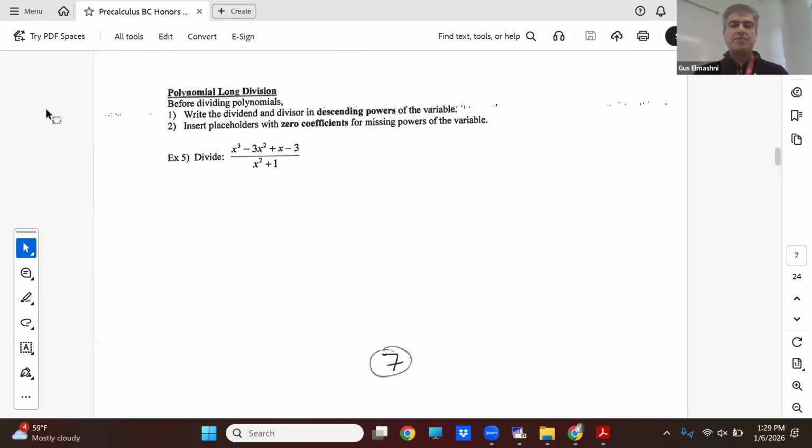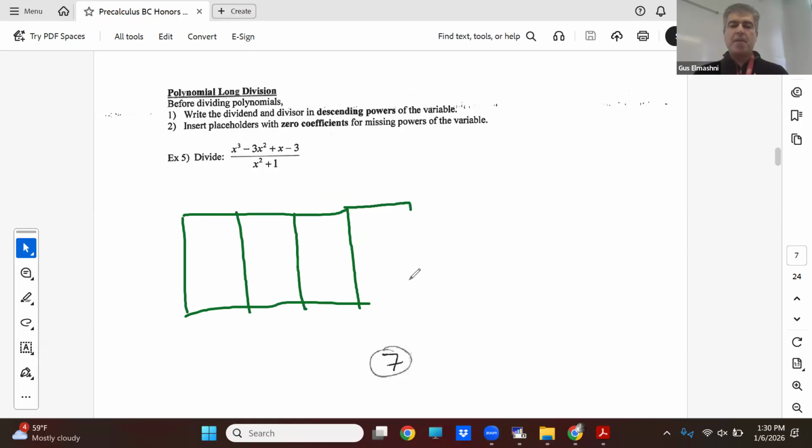So don't do it this way. You could do this, and you have to do the long division process, right? I don't like it. I think we are in agreement. We both don't like it. So here's what I do. CPM teaches it this way, because I know you guys did CPM.